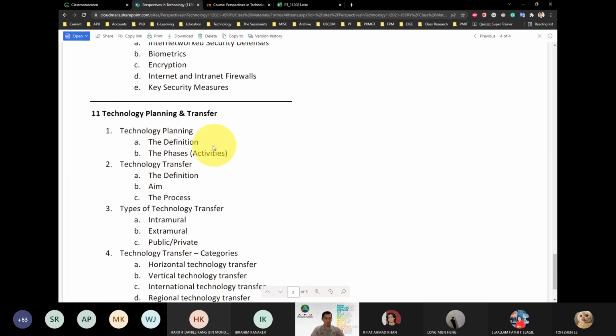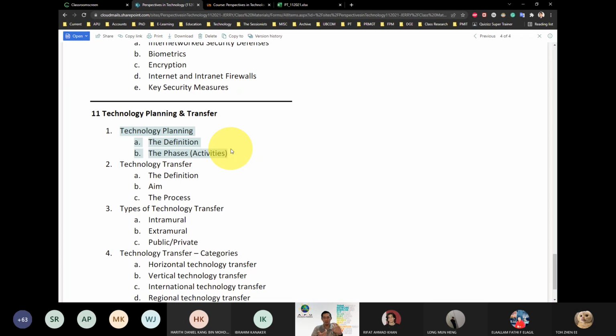So the first one, if you notice, point 1, is the only one that talks about technology planning. You need to know the definition. You need to know the different phases and activities which are involved. Now, it looks very short, but you will need to go through the slides again because there is quite an extent of the number of phases and activities involved when it comes to technology planning. At the end of the day, it's for strategic purposes.